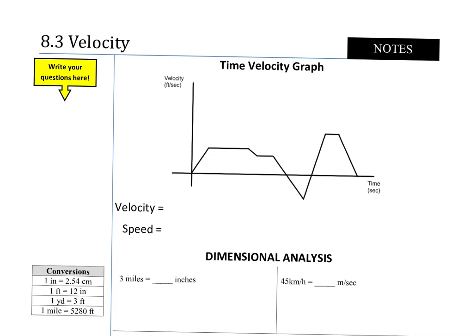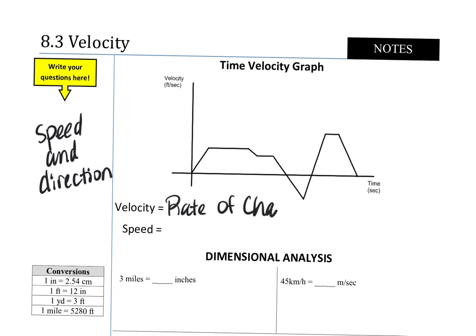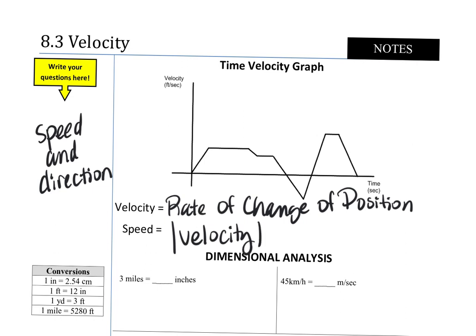This is Miss Lefort, and today we're looking at velocity. Velocity is speed and direction, so it tells us more than just speed would. Velocity is our rate of change of position. And speed is the absolute value of velocity, because speed doesn't take into consideration which direction it is going.